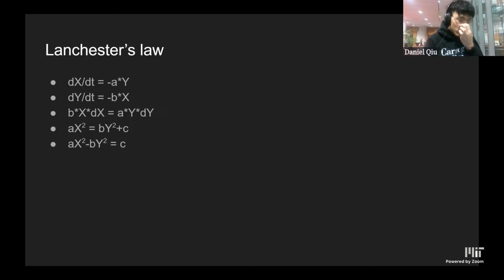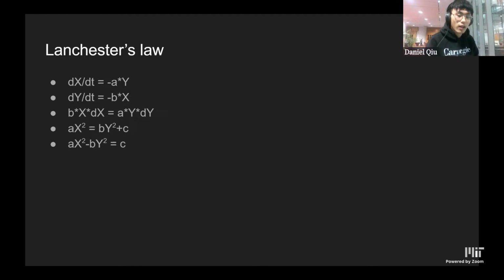And why this is useful is when you integrate both sides, you have ax squared equals by squared plus c. So this equation always holds, and the c is a constant, right? When you're integrating, you have a constant. So when you subtract on both sides, what this equation basically says is that the strength of your army is proportional to the size of your army squared.